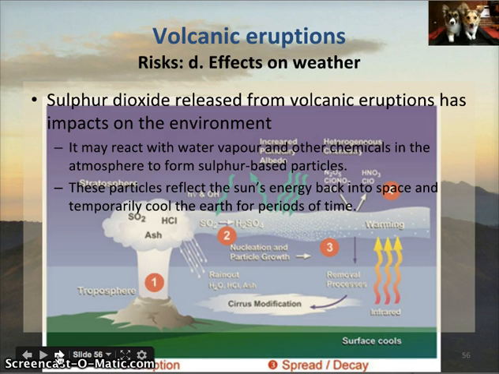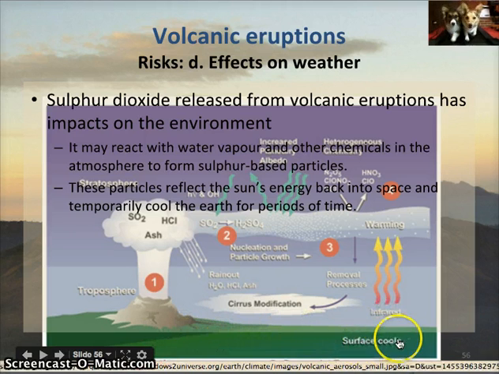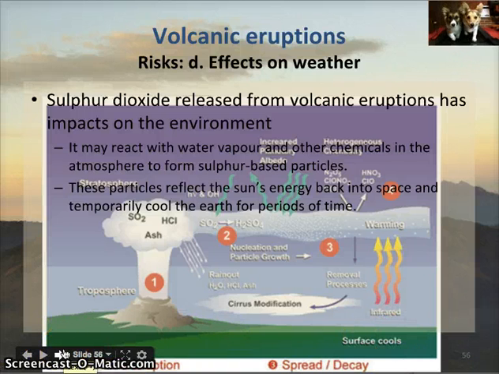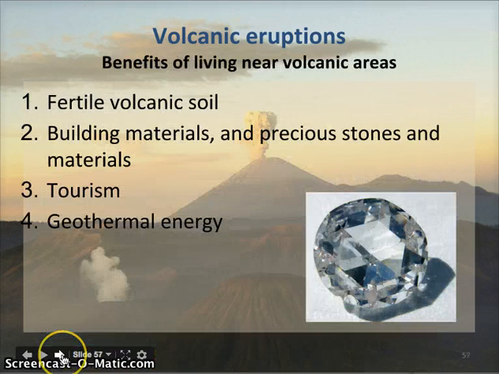Now, the sulfur dioxide released from volcanic eruptions can also cause the weather to change. This sulfur dioxide reacts with water vapor to form sulfur-based particles, which reflect the sun's energy back and temporarily cool the earth for periods of time. So you see that the surface actually cools because of it, and the greatest volcanic eruptions in the past 200 years have caused months of climate change. We've learned about that in weather and climate, by the way.